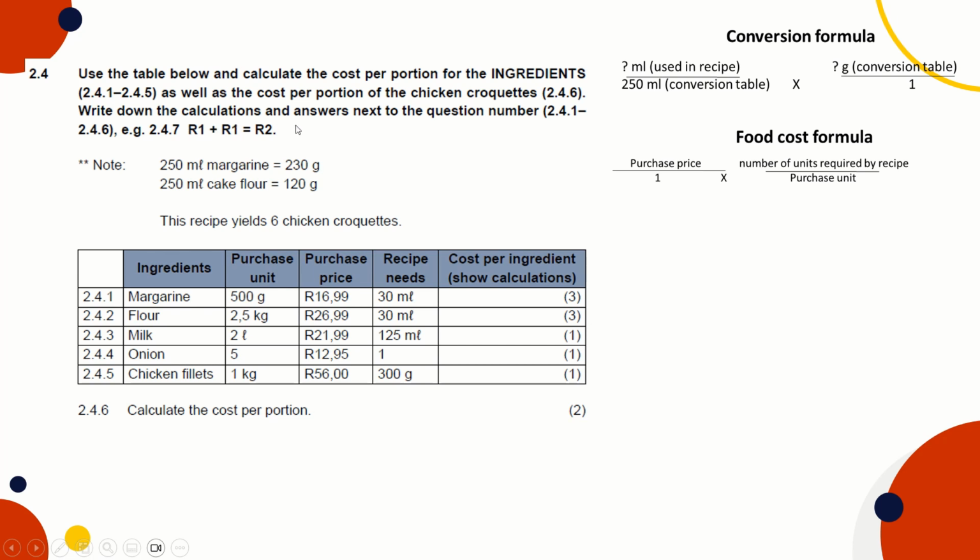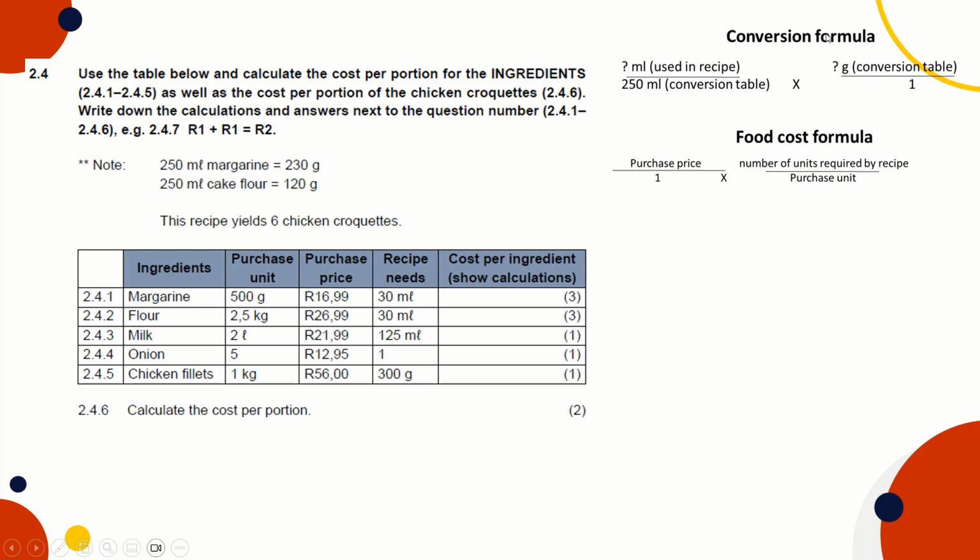Write down the calculations, so you need to explain or write down how to get to your answer. An answer alone is not going to be marked correctly. You need to explain by means of writing down the formula as well as all your calculations. How did you go about getting to your answer? They've also given you the ratio between milliliters and grams of margarine as well as cake flour, because you need to convert and make sure that you know how to convert.